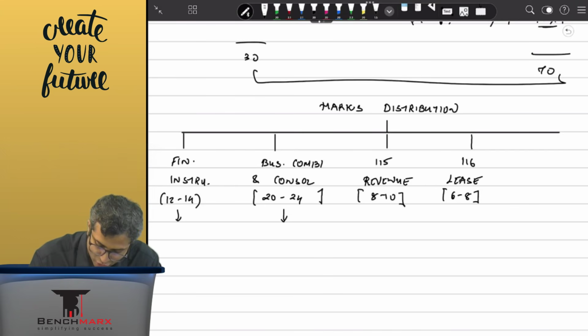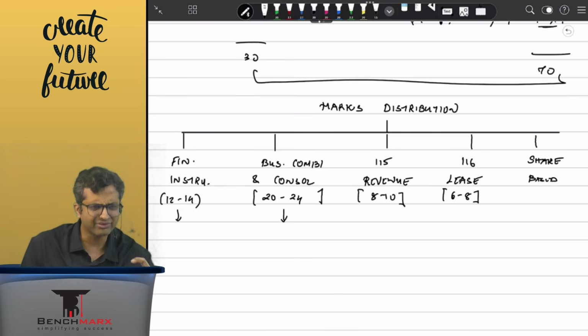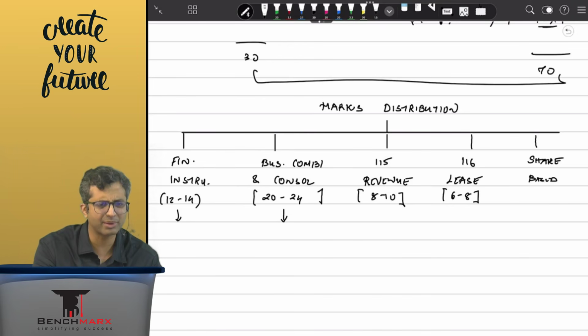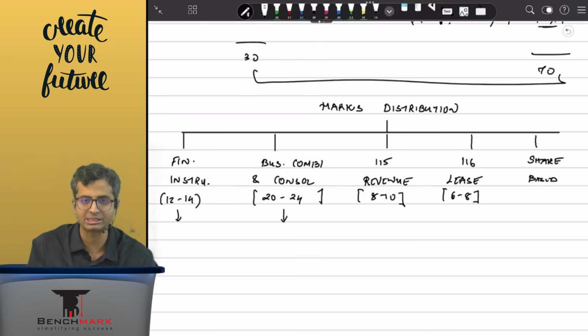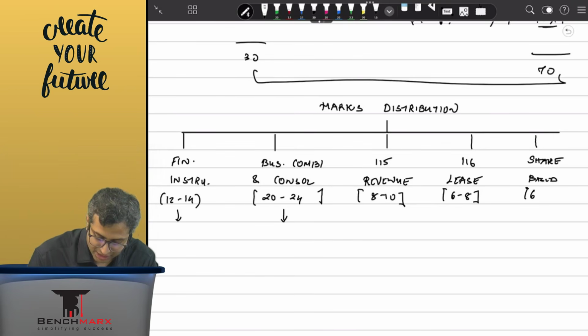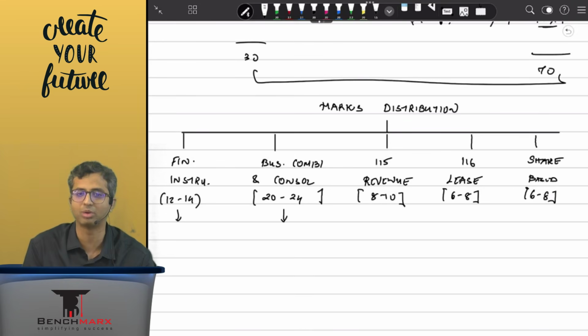And the next would be share-based payment. As the word goes, these are payments that you are doing in the form of shares. Any example? ESOPs. ESOP is a classic share-based payment, and the accounting for ESOP, etc. is covered in this chapter. So this is around 6 to 8 marks. Almost certainly there will be one question.